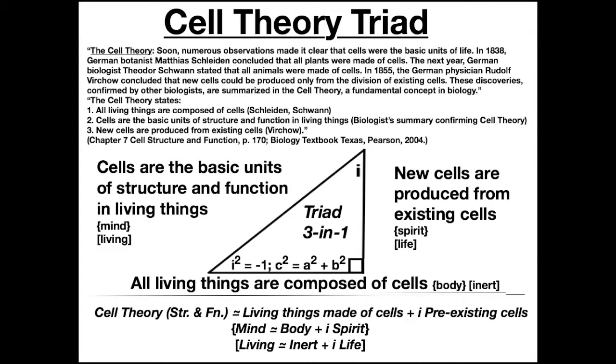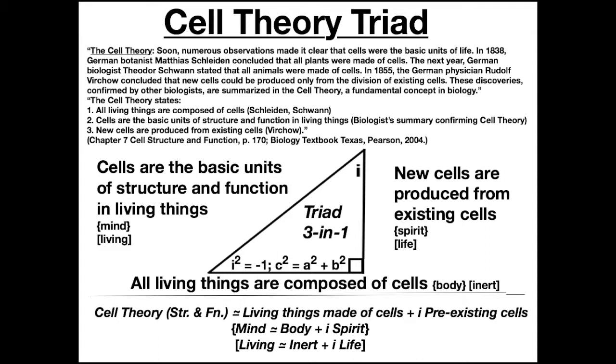We represent these three postulates in the triad form of the right triangle. On the imaginary axis, the vertical, corresponding to the spirit and life, we identify new cells are produced from existing cells. On the horizontal axis, real axis, corresponding to the body and the inert, we identify all living things are composed of cells. Likewise, on the hypotenuse, corresponding to the mind and the living, we identify cells are the basic units of structure and function in living things.